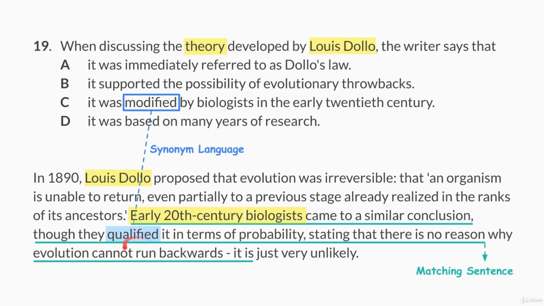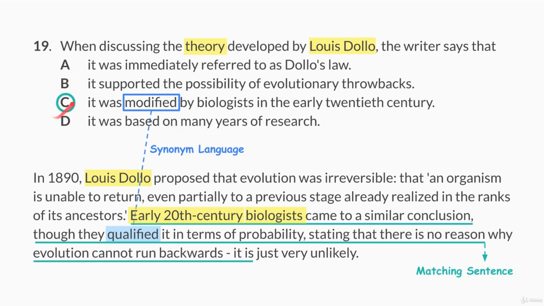Okay, so how did they modify it? They modified it in terms of probability. So by probability, they're saying that evolution might be able to run backwards. There is no reason why it cannot run backwards. It's just very unlikely. The probability is very, very low. Okay, so that is synonym language, and so we found our answer.